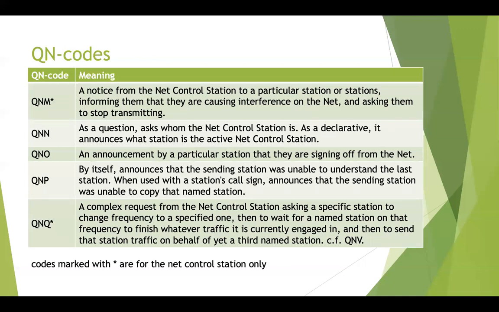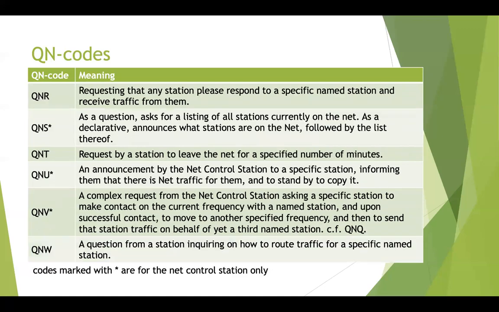QNP announces the sending station was unable to understand the last station, or unable to copy the last named station. QNQ would be a request asking for a specific station to change frequency and wait for a different named station on that frequency to finish whatever traffic it's currently engaged in, and to then send that station traffic on behalf of yet a third named station. So that's kind of a complicated one.